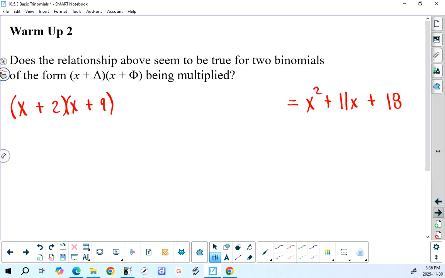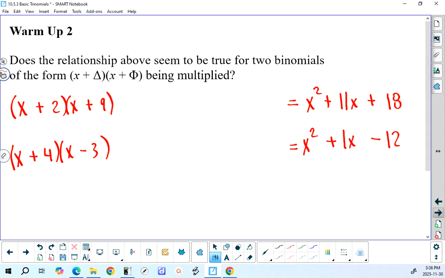So, for example, if I had x plus 4 and x minus 3, according to this rule, will I get x squared, and then the number in front of x is going to be the sum of the 4 and the negative 3? Well, the sum of those two numbers is 1. And will the constant term be the product? Well, the product of those two numbers is 12. This is what we are asked to explore.